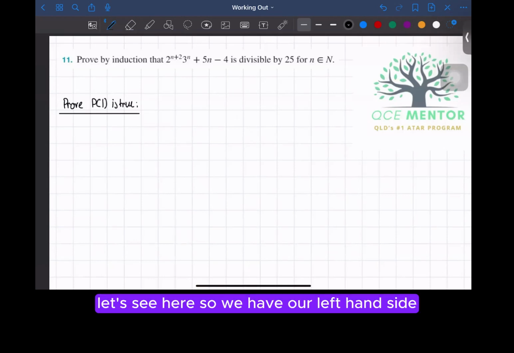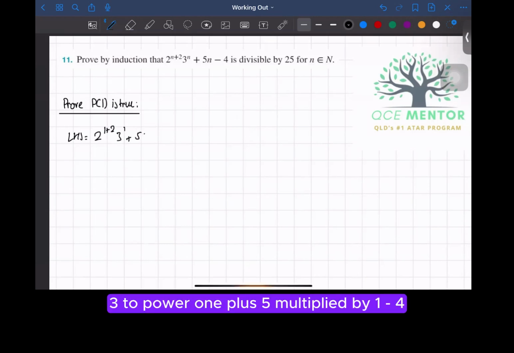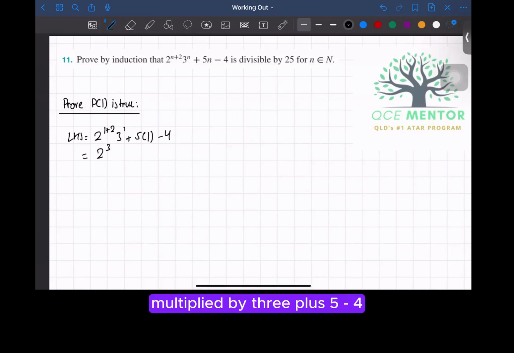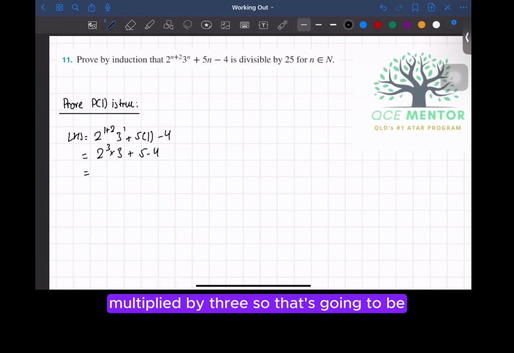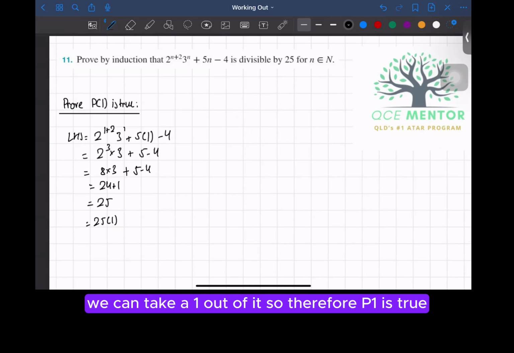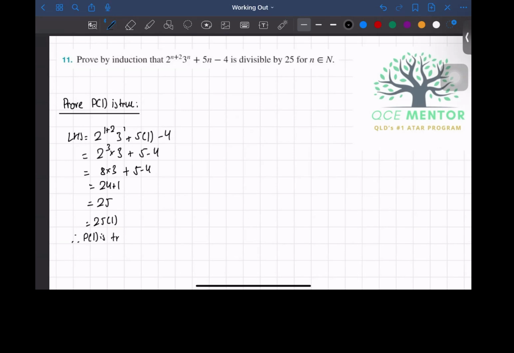Let's see here. We have our left-hand side, which is going to be 2 to the power 1 plus 2, times 3 to the power 1, plus 5 multiplied by 1, minus 4. 2 to the power 1 plus 2 is 2 to the power 3, which is 8, multiplied by 3, plus 5 minus 4. So 8 times 3 plus 5 minus 4 gives us 24 plus 1, which is 25. You can clearly see 25 is divisible by 25, we can take a 1 out of it. So therefore, P of 1 is true.